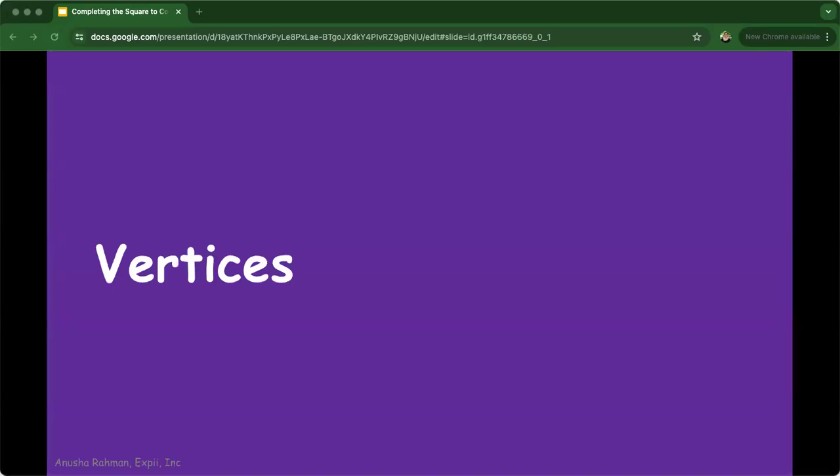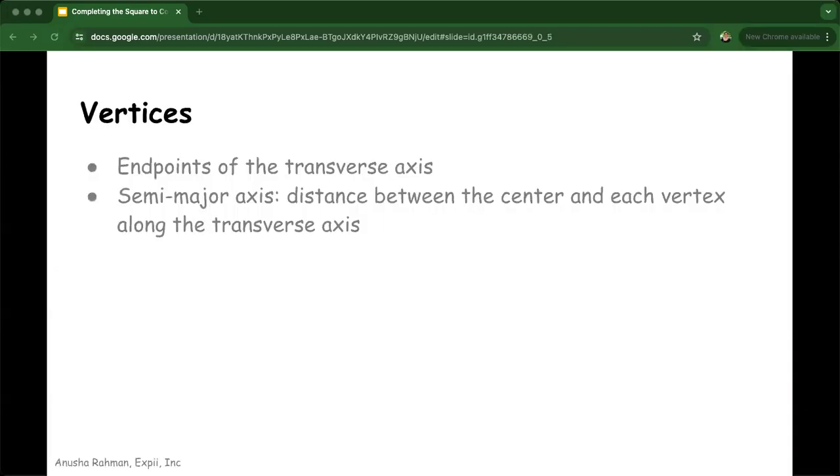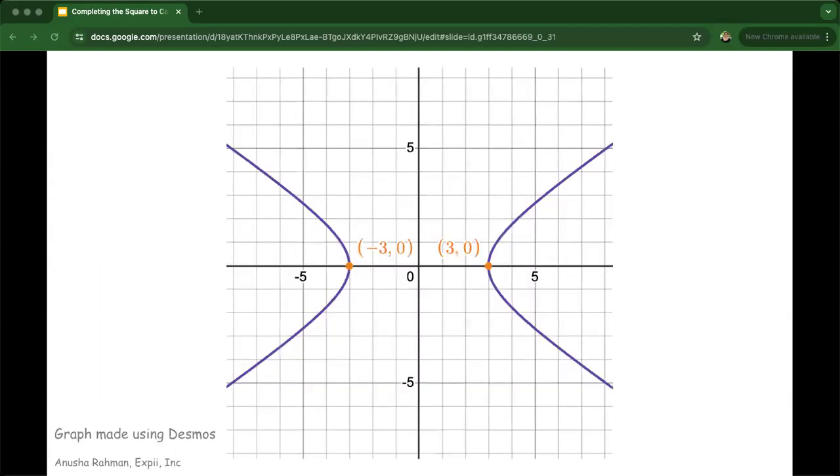So first off, we're going to talk about vertices. In a hyperbola, vertices are the endpoints of the transverse axis. The transverse axis is the line segment that passes through the center of the hyperbola and intersects the two branches of the hyperbola. The distance between the center and each vertex along the transverse axis is called the semi-major axis of the hyperbola. Here's an example of a hyperbola with the vertices labeled.